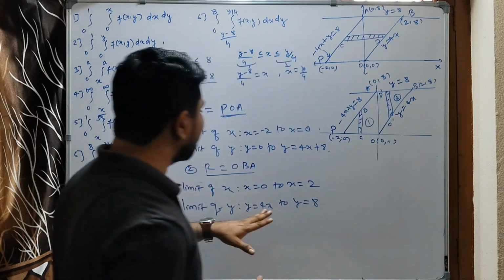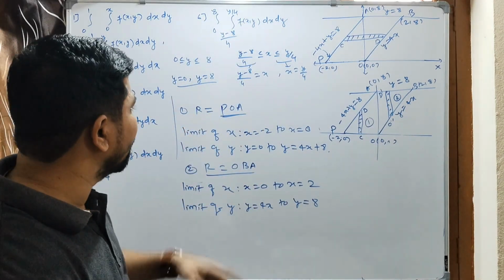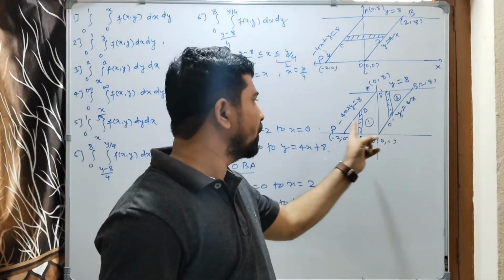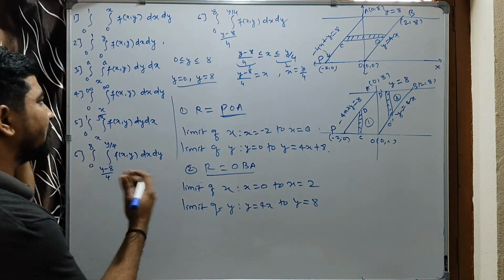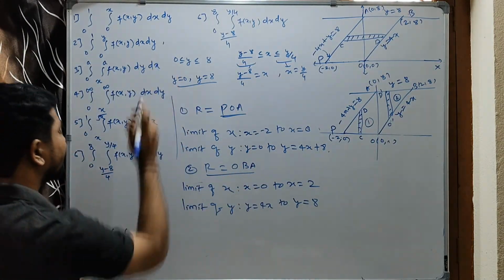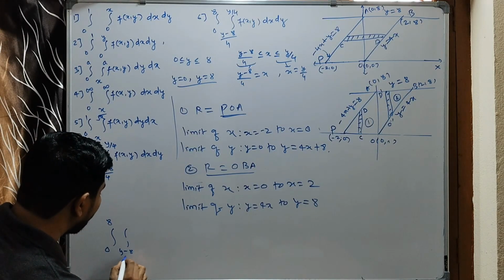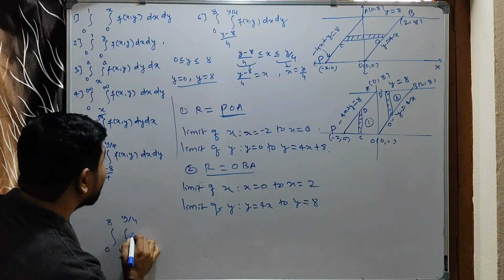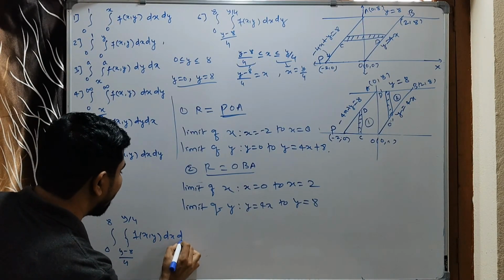Therefore, these are the limits corresponding to the second region, and these are the limits corresponding to the first region with respect to dx dy. Now after changing this order, here I will write. The given order is y from 0 to 8, x from y minus 8 by 4 to y divided by 4, f of x comma y, dx and dy.